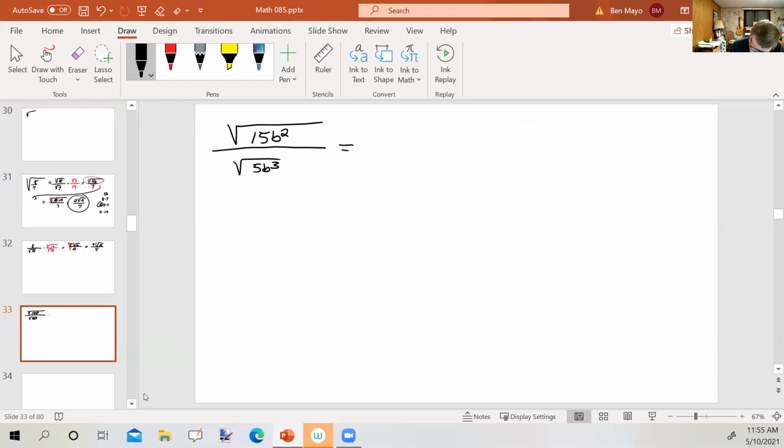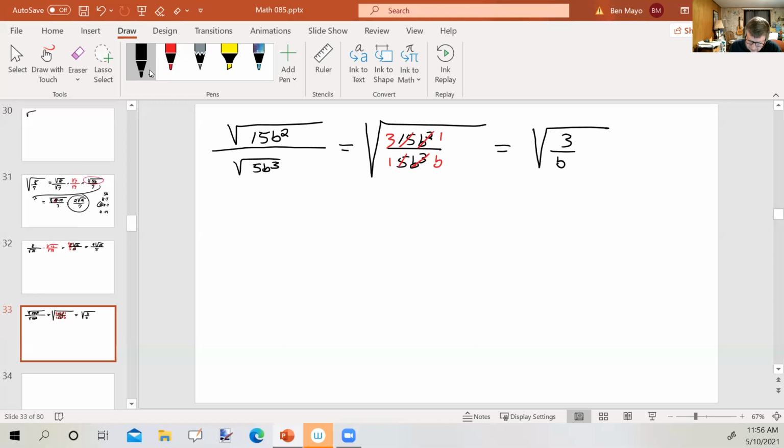I think what I'm going to do is put these together first of all. So 15b squared over 5b cubed, both inside the same radical. Then I'm going to reduce. 15 over 5 is 3 over 1, and b squared over b cubed is 1 over b. So what do I end up with there? I end up with a square root of 3 over b. I haven't rationalized anything yet, but I've just simplified what's inside.